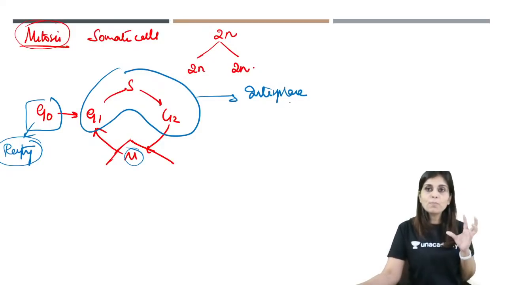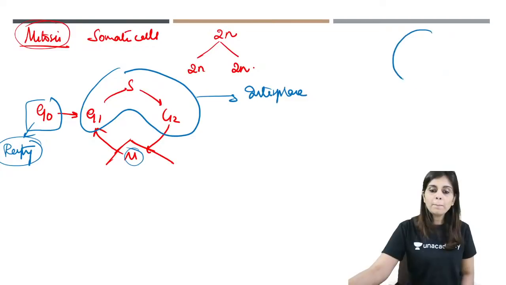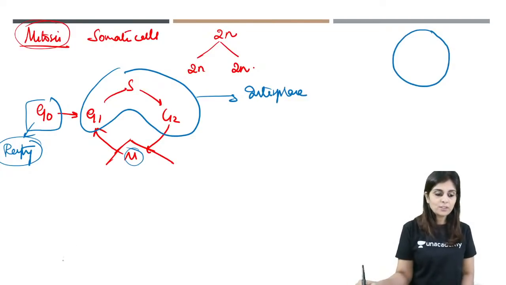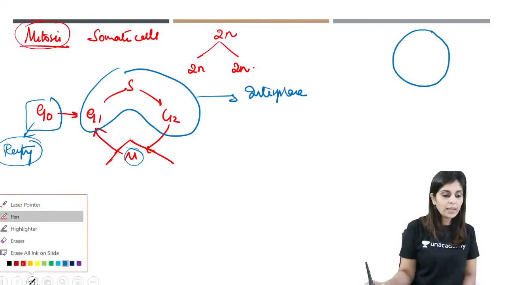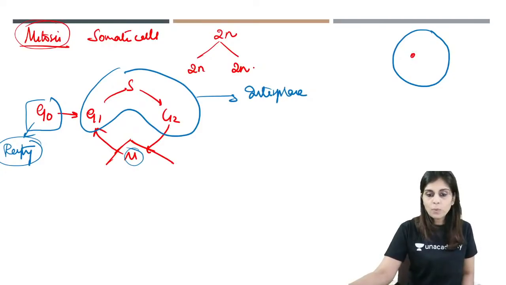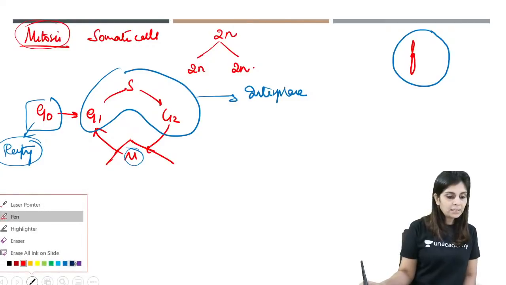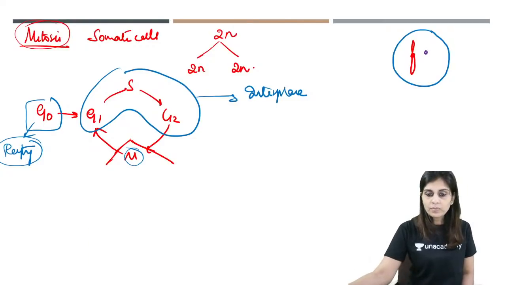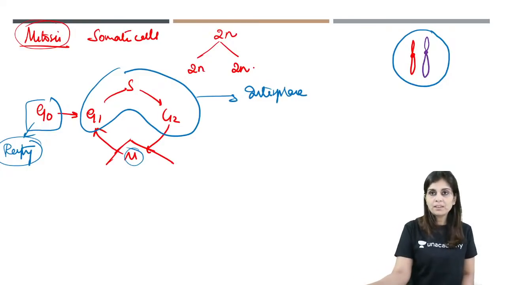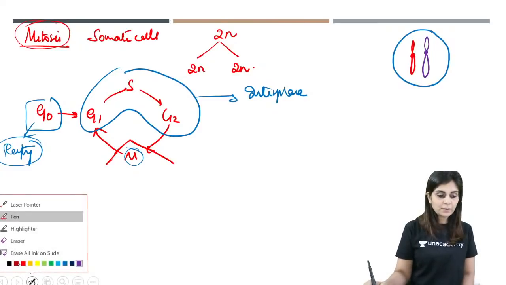So I'm going to show you mitosis of a hypothetical cell with just one pair of chromosomes. One is a paternal chromosome and the other one is a maternal chromosome. I've shown the maternal chromosome in red color, the paternal chromosome in purple color. Okay, so this cell first gets into interphase.